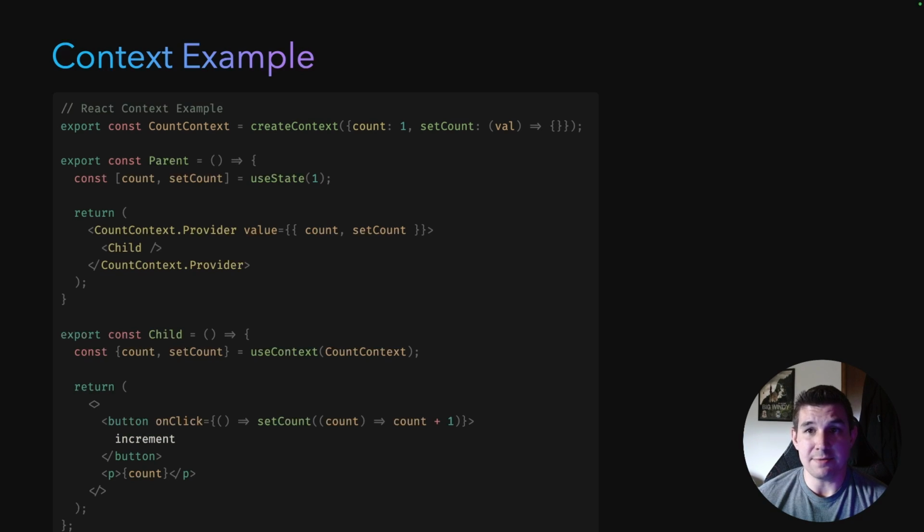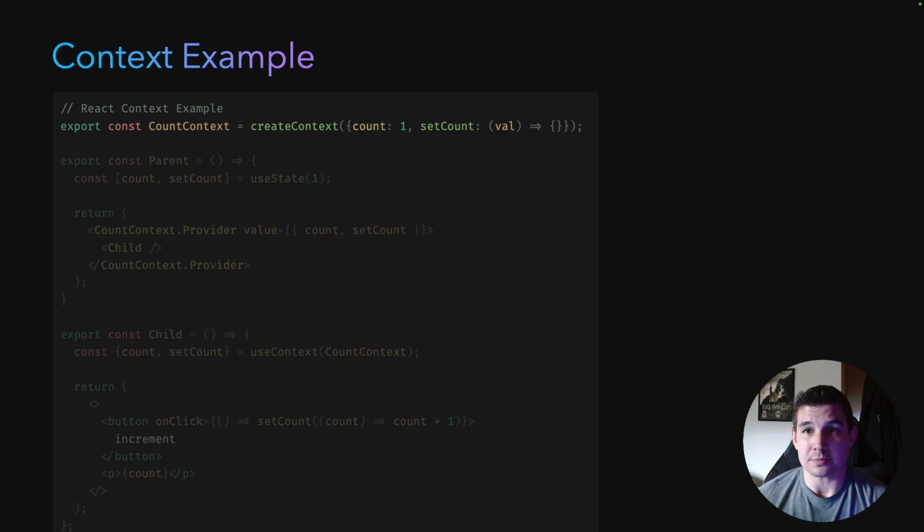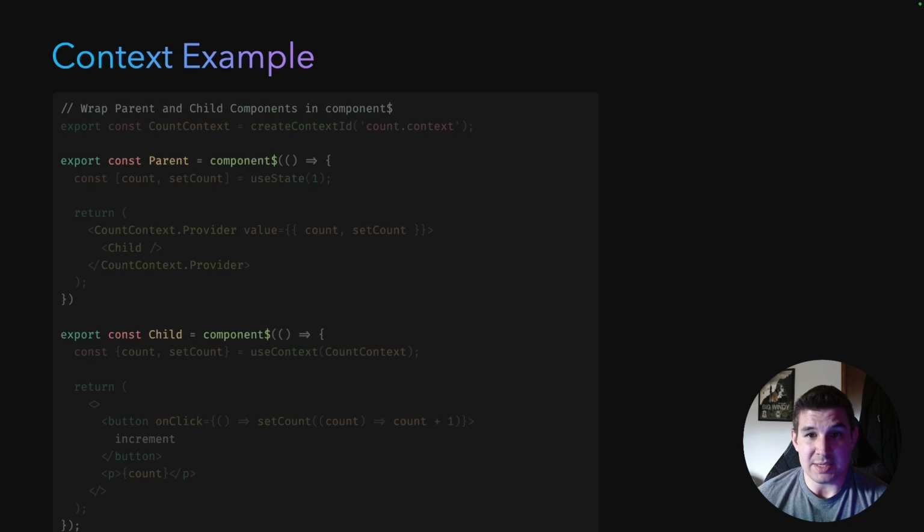So here again is the full React component. Let's start making this the Qwik equivalent. In Qwik, we simply create the context ID by passing it a unique string. Then let's update both the parent and child component declarations. So we simply wrap those in the component$ function.